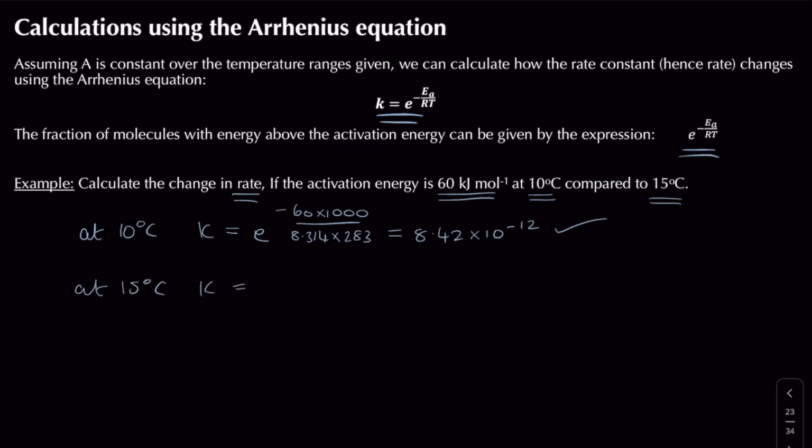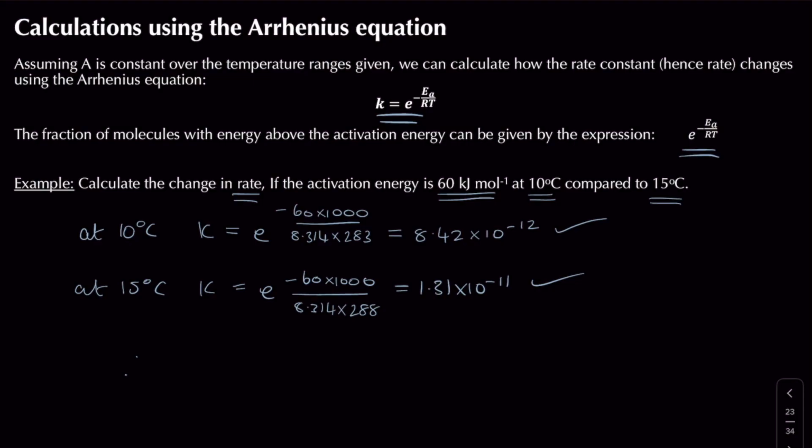I do the same thing again, but the only thing that's going to change is of course our temperature in Kelvin, which is going to be in this case 288 Kelvin itself. So I end up with 288 Kelvin at the bottom there. Of course, I work out an answer and I end up with 1.31 times 10 to the power of minus 11 itself. And there's my rate constant at a higher temperature.